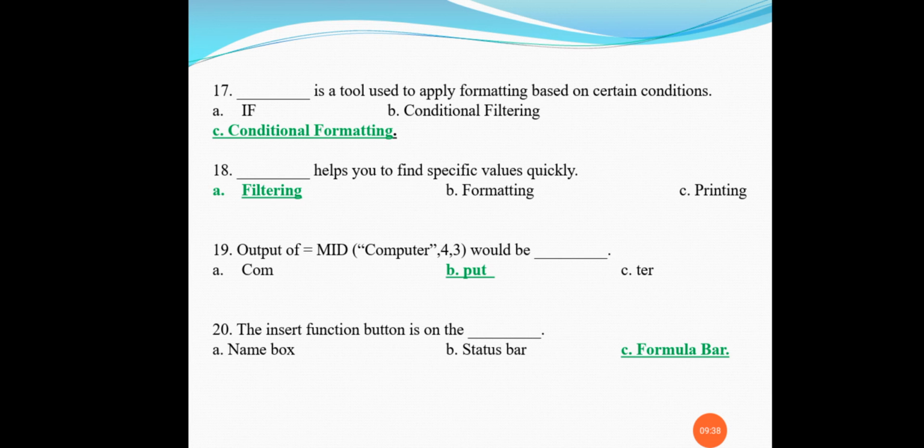18.1, dash helps you to find specific values quickly. Options are A. Filtering, B. Formatting, C. Printing. Answer is filtering.